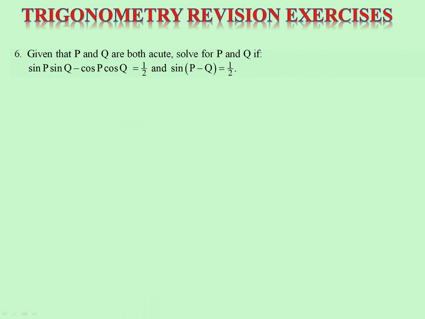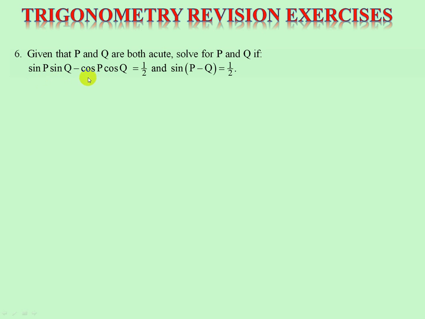Let's look at the next question. P and Q both acute. Solve for P and Q if sine P sine Q plus minus cos P cos Q equals a half, and sine of P minus Q equals a half. Now we're finding two variables, so we're going to have simultaneous equations, which we have. We have one and the other. That one's fun. This is quite complex, but do you recognize a pattern?